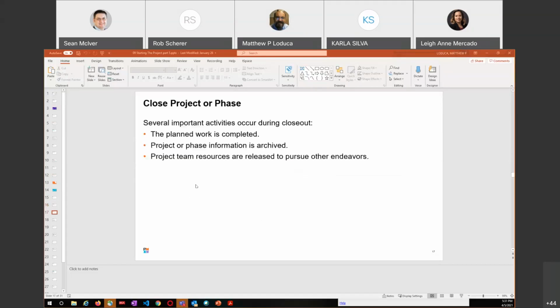And closing the project or the phase. They've got several important activities that occur during closeout. So one of the things we have to do, obviously, is make sure the planned work is complete. The project or phase information is archived. Project team resources are released to pursue other endeavors. So we did the work, we documented the work, and we put it aside for future reference or for whatever. And then you guys, your project team resources, are released and ready to go to work on another project. Very simple as far as the activities that occur during closeout. We'll go into more details coming up here.